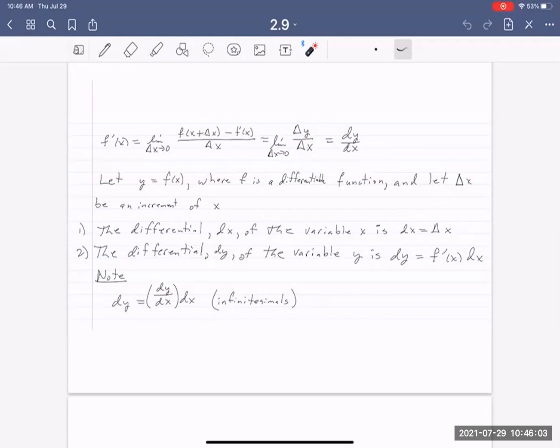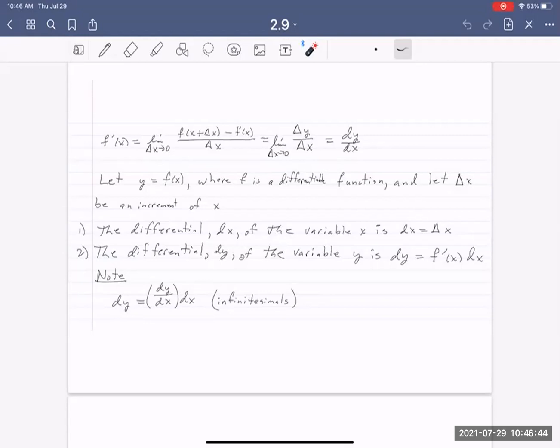And so, let y equal f of x, where f is a differentiable function, and let delta x be an increment in x. The differential dx of the variable x is denoted by dx, and it's just equal to delta x. The differential dy of the variable y is denoted by dy, and it's equal to f prime of x times dx.